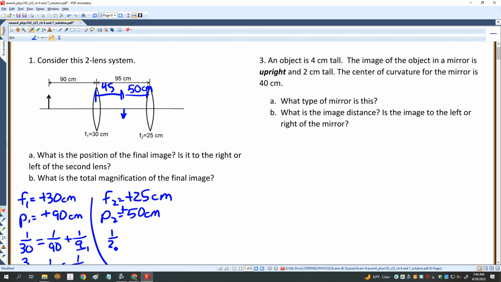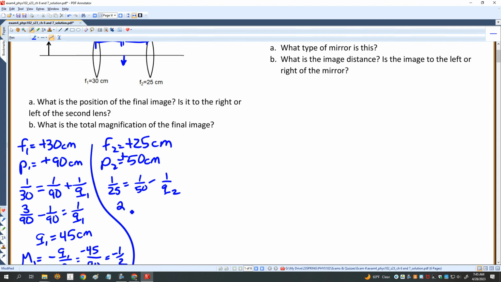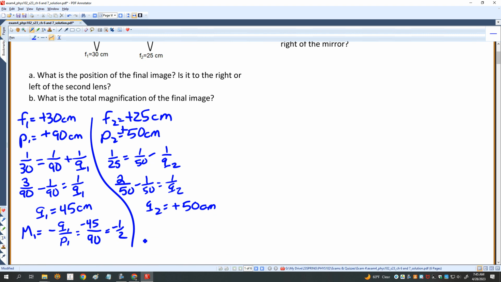I can find Q2. I have 1 over 25 equals 1 over 50 plus 1 over Q2. I'll find that common denominator. 2 over 50 minus 1 over 50 equals 1 over Q2. So Q2 is equal to positive 50 centimeters. Then I can find the magnification. M2 is negative Q2 over P2. That's negative 50 over 50. Excuse me, that should be positive 50. Negative 50 over 50, or negative 1.